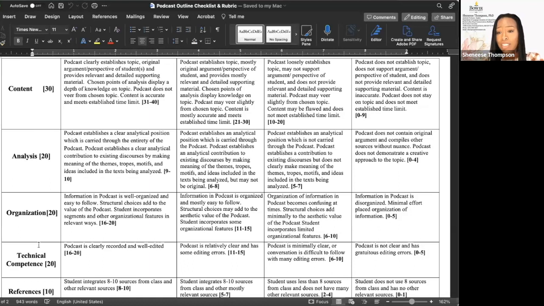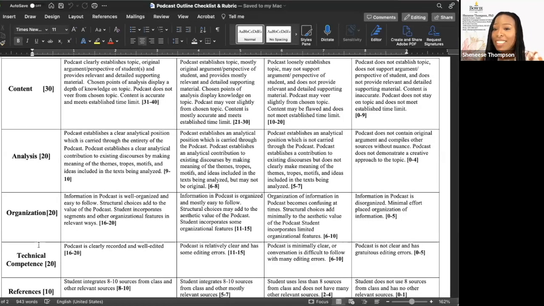And then analysis, right? 20 points. Have you actually analyzed the thing, or have you only summarized it? And those are things that I'm looking for even in the term paper, because for some of my students who struggle with the writing process, it is hard for them to move from summary toward analysis. And so I'm looking for them to do that also in the podcast.